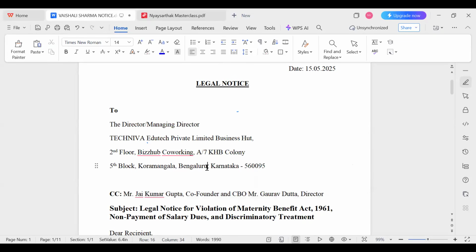So this is the general part. If anyone has any question, you can unmute yourself and ask me right now. Sir, what is registered AD? Registered acknowledgement due.